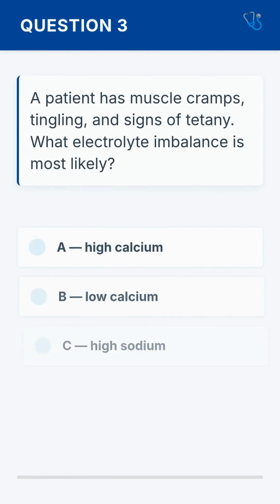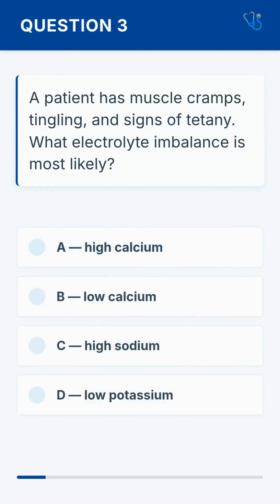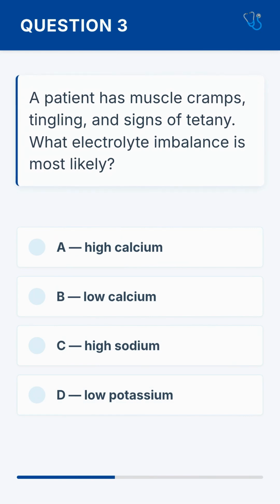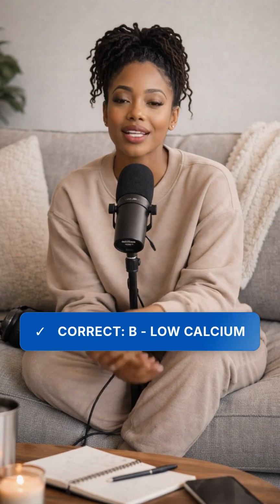Last one. A patient has muscle cramps, tingling, and signs of tetany. What electrolyte imbalance is most likely? A. High calcium. B. Low calcium. C. High sodium. D. Low potassium. The answer is B. Low calcium, because low calcium increases neuromuscular excitability.